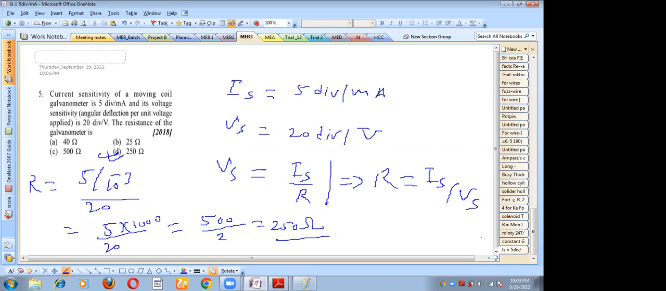Actually, we know V is equal to IR, but here you are getting V is equal to I by R. This is because current sensitivity is inversely proportional to current and voltage sensitivity is inversely proportional to voltage. That is why you are getting a reverse relation. So don't mix it with the voltage and current. Get it? So this is how we should solve questions based on voltage and current sensitivity.